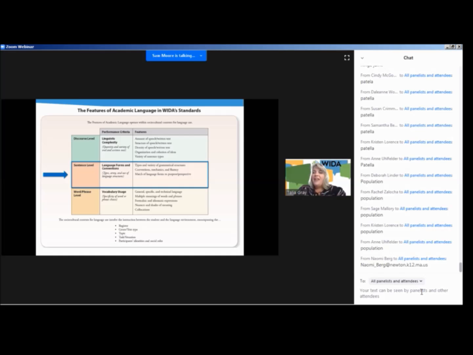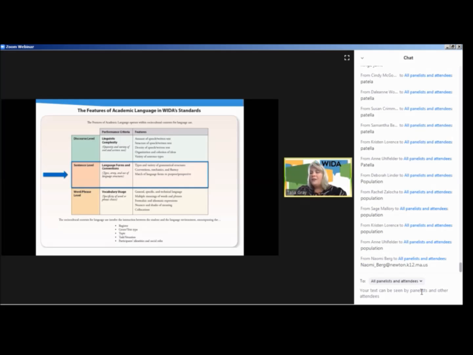Okay. So now let's talk about the sentence level. At the sentence level, this is where you would focus on the types, array, and use of language structures. The types and variety of grammatical structures are important, conventions, mechanics, and matching of language forms to the purpose. So at the sentence dimension, that's when those grammatical things kind of get introduced.